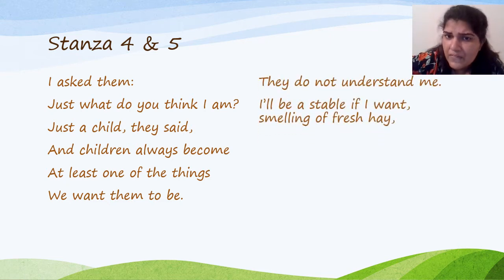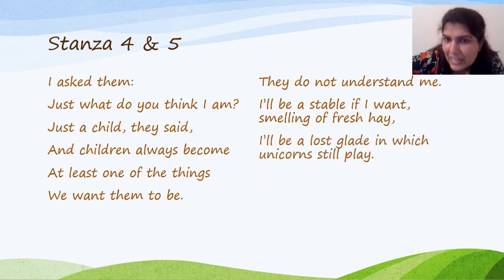I'll be stable if I want smelling of fresh hay. So the child now becomes really annoyed, in a way, that you just don't understand me. I want to smell the fresh hay. Hay is a kind of substance that the horses eat, dry grass, we can say. I'll be lost glade in which unicorns still play. So what is a unicorn? A unicorn is a pony, a beautiful imaginary animal which does not exist in real life.